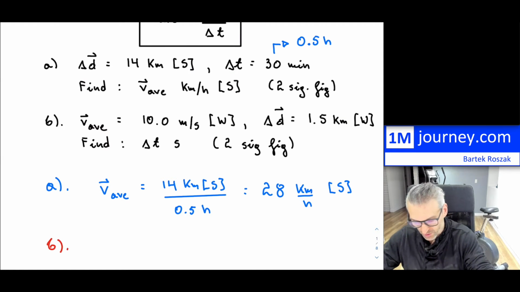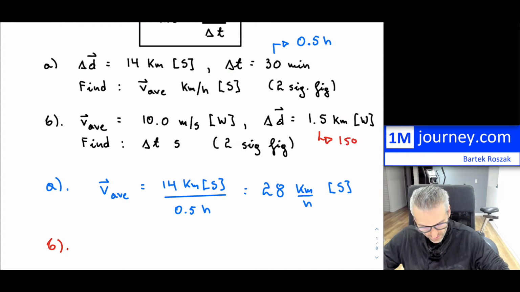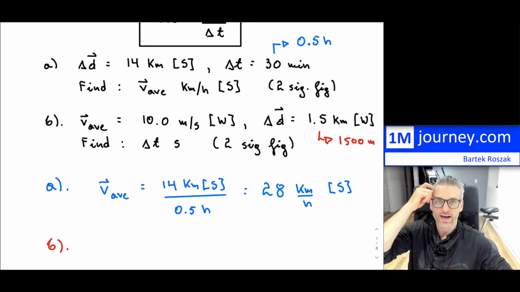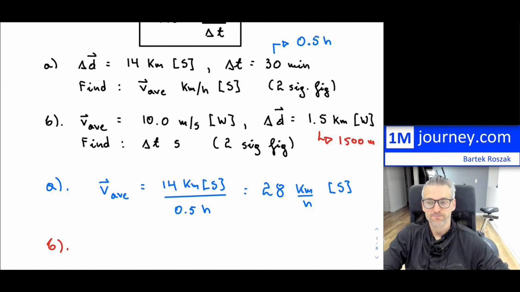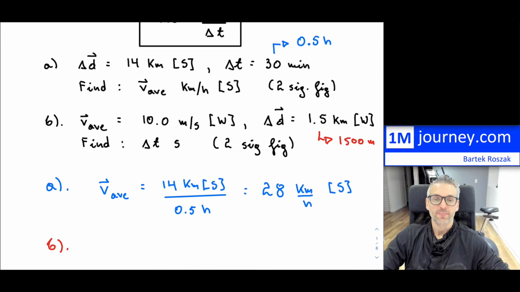So what I'm going to do is change this. The 1.5 kilometers, there's 1,000 meters in a kilometer, right? So this is going to be 1,500 meters. All right, so that is my actual measurement value. So I have my displacement now, and it aligns with my actual velocity. So this is all consistent.